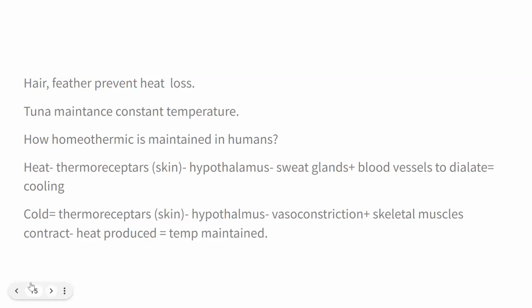Tuna is a fish which maintains a constant temperature. Okay, write down this one. Tuna is a fish which has a constant temperature. How is homeothermy maintained in humans? We have thermoreceptors, hypothalamus, I told you, sweat glands and blood vessels to dilate for cooling. Okay, this part is not required. So tuna is the only fish which can maintain thermoregulation.